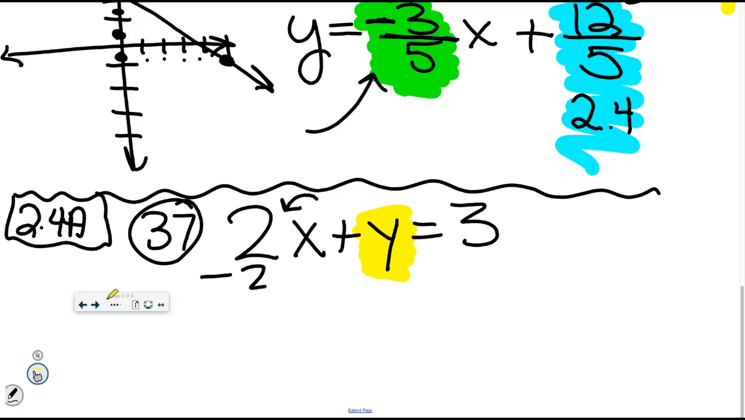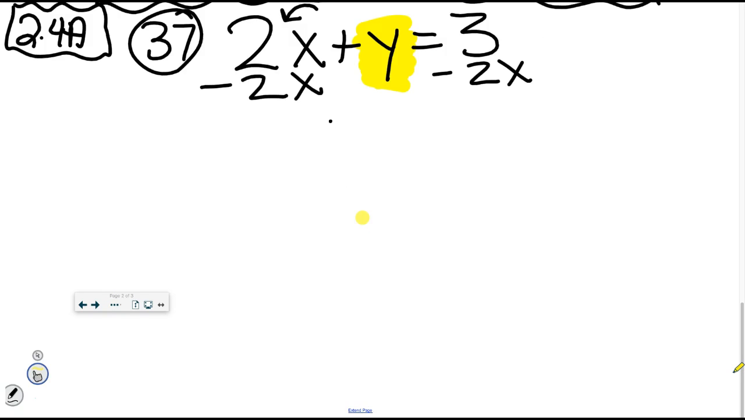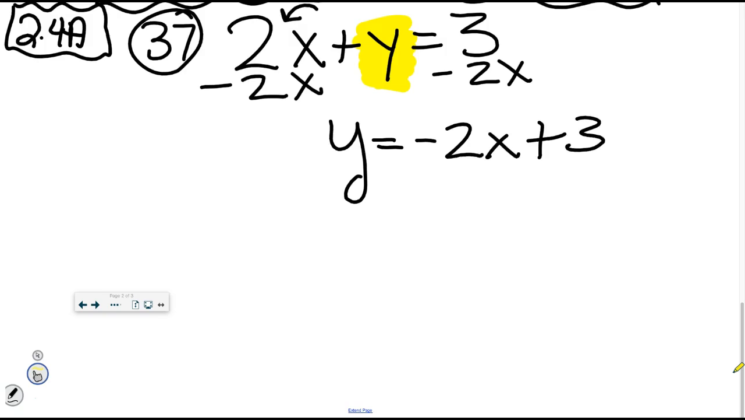Yes, subtract the 2x, because you always start by adding or subtracting, and you do the opposite. Since that's a positive 2x, you subtract it. Now this one's kind of nice because there's nothing in front of that y that I need to divide out. Technically it's a 1, but usually we divide by what's in the way. There's nothing in the way, so it's done.